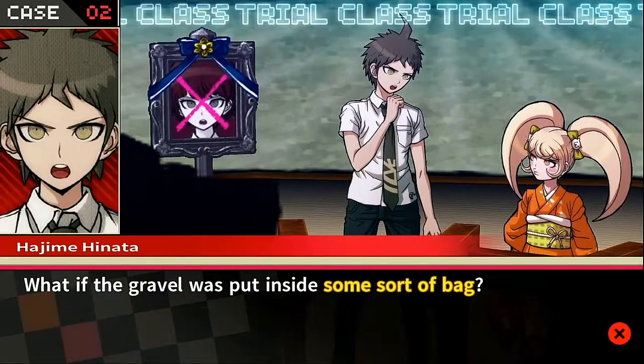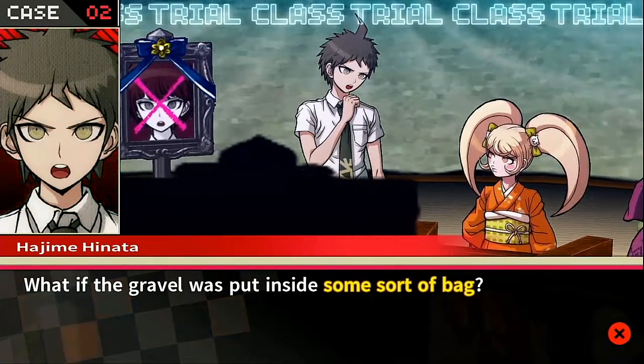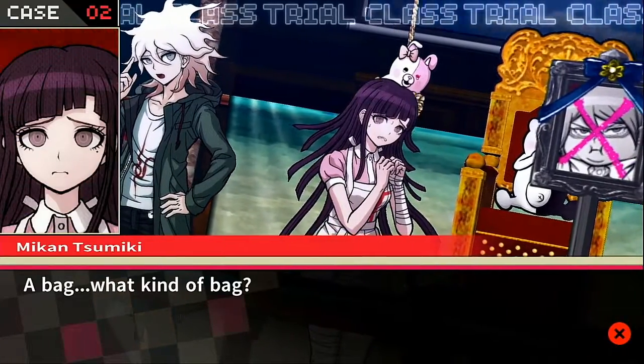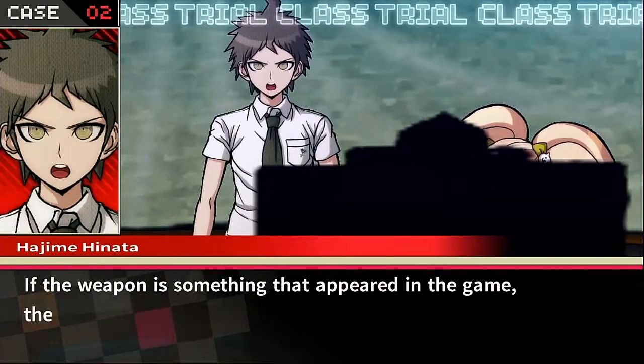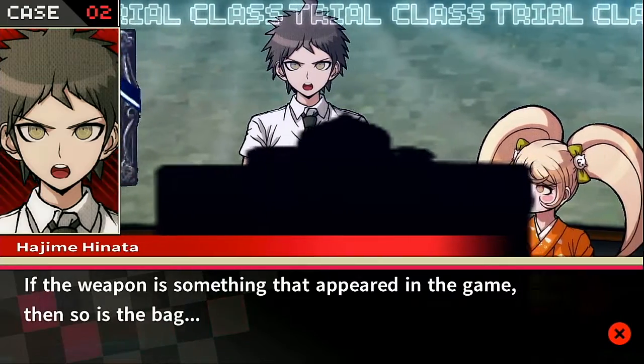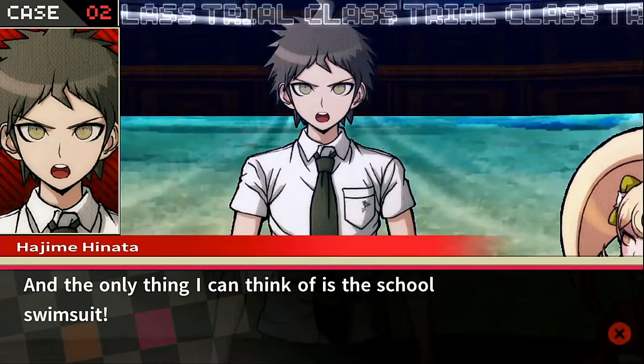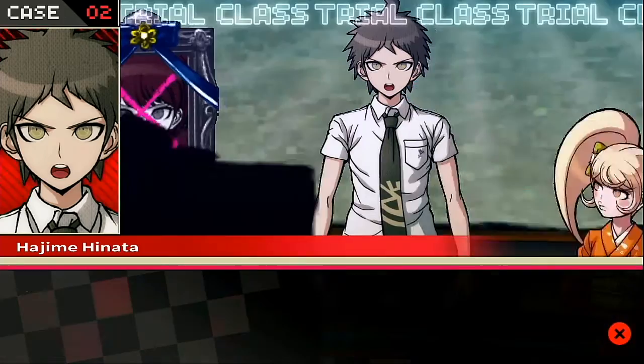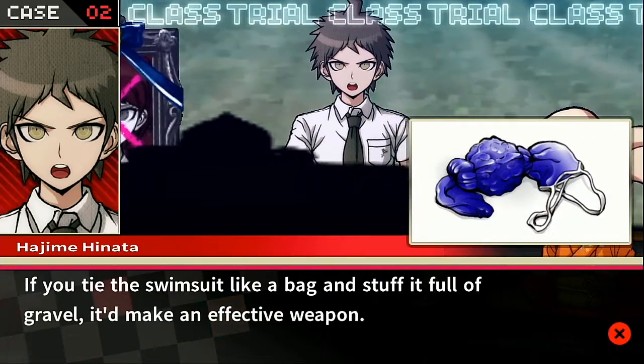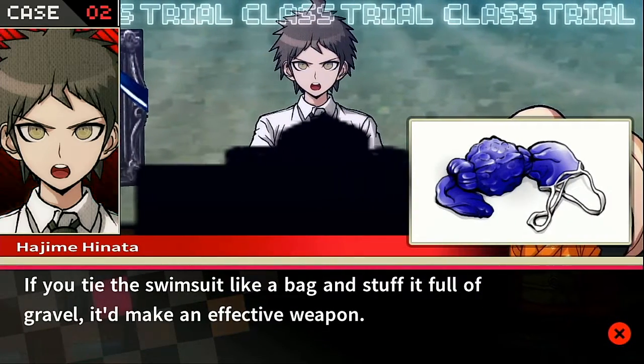What if the gravel was put inside some sort of bag? What kind of bag? If the weapon is something that appeared in the game, then so is the bag. And the only thing I can think of is the school swimsuit. If you tie the swimsuit like a bag and stuff it full of gravel, it'd make an effective weapon.